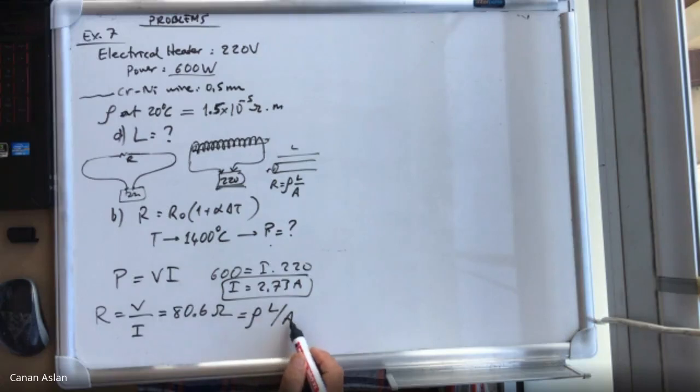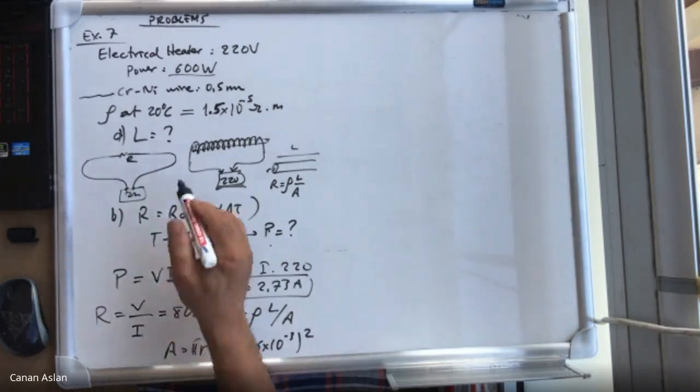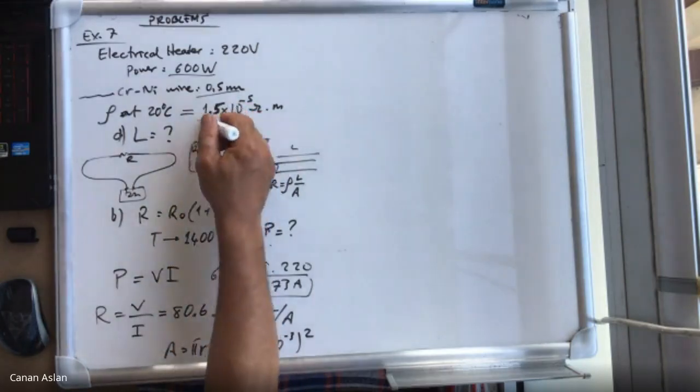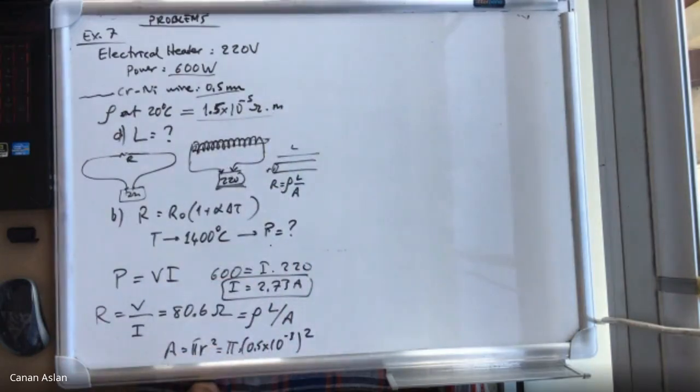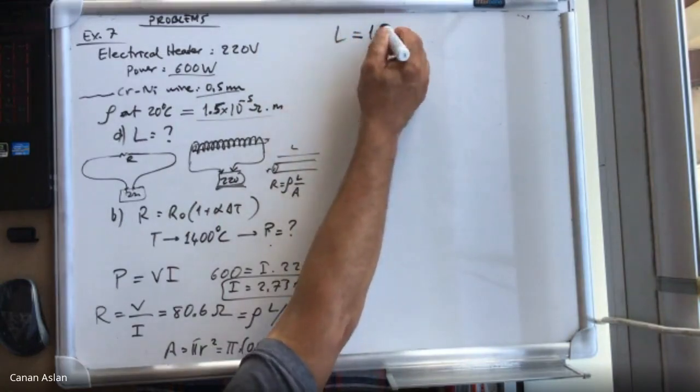Rho is given and A is given because A equals pi r squared and r is given as 0.5 millimeters. So it's just pi times 0.5 times 10 to the minus 3, squared. Don't forget, you have to convert this 0.5 millimeters into meters by multiplying by 10 to the minus 3. And of course, for the area, you just square it. And from this, as you see, the left-hand side is known. Rho is given as 1.5 times 10 to the minus 5. Then we can find L from this expression. L is found to be 10.5 meters.